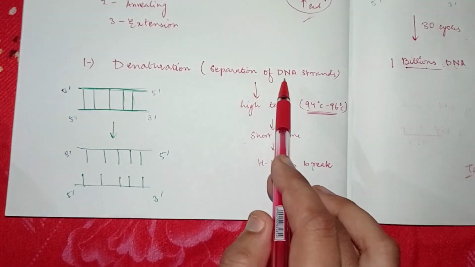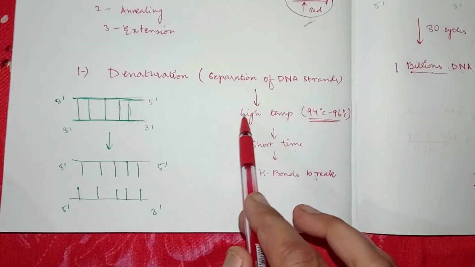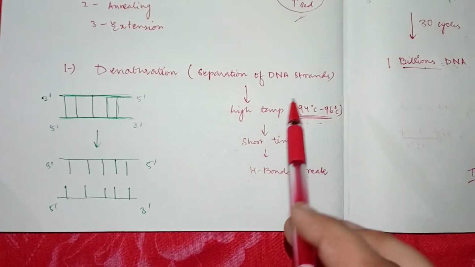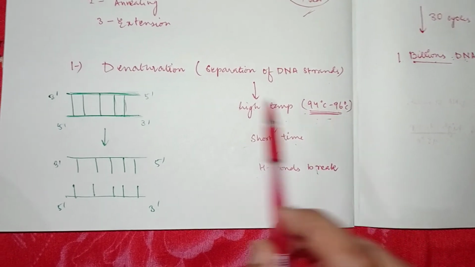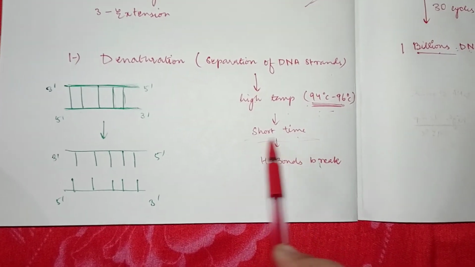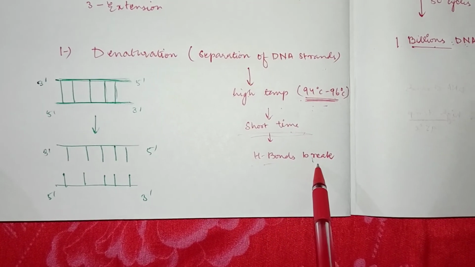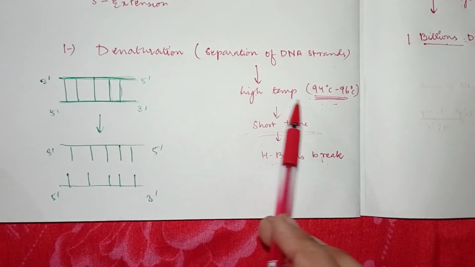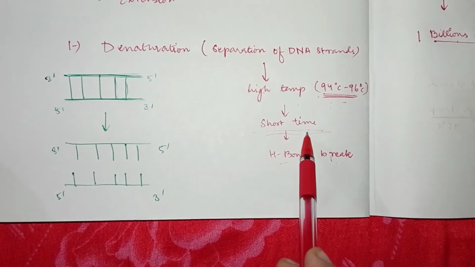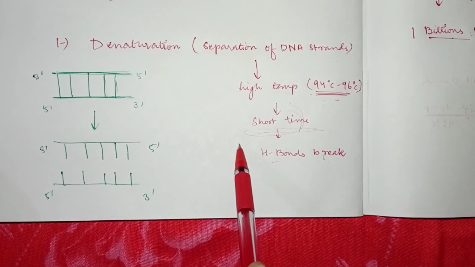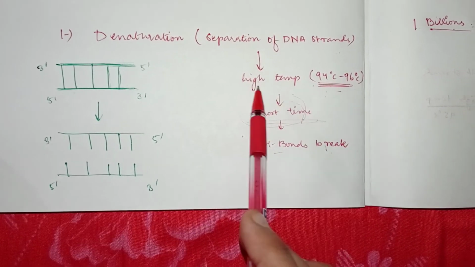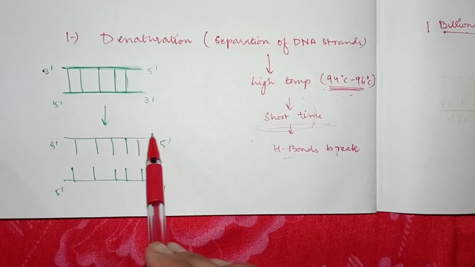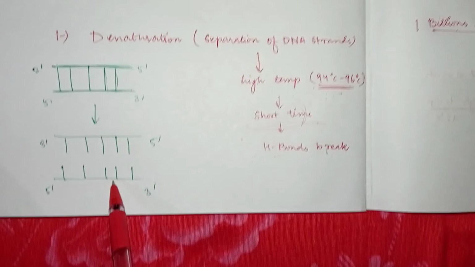In denaturation, separation of DNA strands takes place at a very high temperature, that is 94 degrees Celsius to 96 degrees Celsius. And this temperature is given to the DNA for a very short period of time so that only the hydrogen bonds get broken down. These are the hydrogen bonds which are going to be broken down after the temperature is provided. And this is given for a short period of time because if this high temperature is given for a very long period of time, then the phosphodiester bonds present here are also going to be broken down.